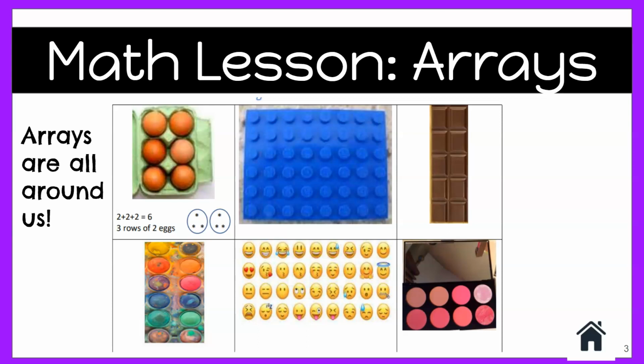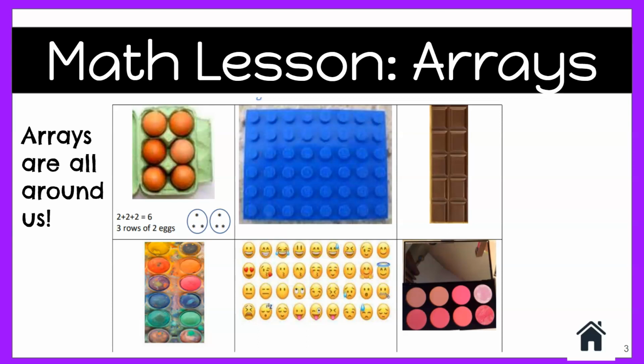The next picture looks like a candy bar, and I love Hershey candy bars, especially on s'mores. And those are arrays because look, each square is the same size and they fit perfectly together. And they're always super fun to break off. On the bottom, I see some paint. I also see a bunch of emojis, and I love emojis. So you can see that those are all in rows and columns.